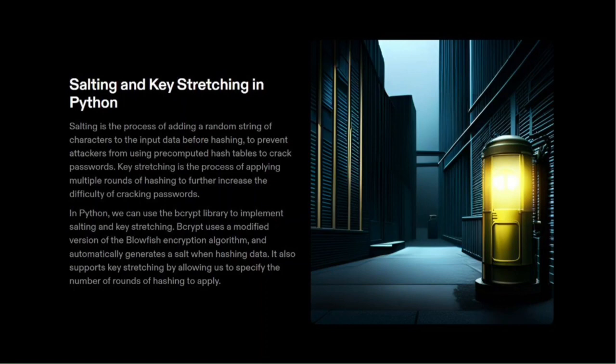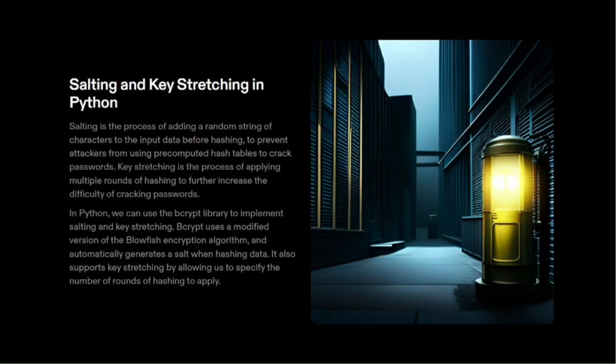Salting and key stretching in Python. Salting is the process of adding a random string of characters to the input data before hashing to prevent attackers from using pre-computed hash tables to crack passwords. Key stretching is the process of applying multiple rounds of hashing to further increase the difficulty of cracking passwords.